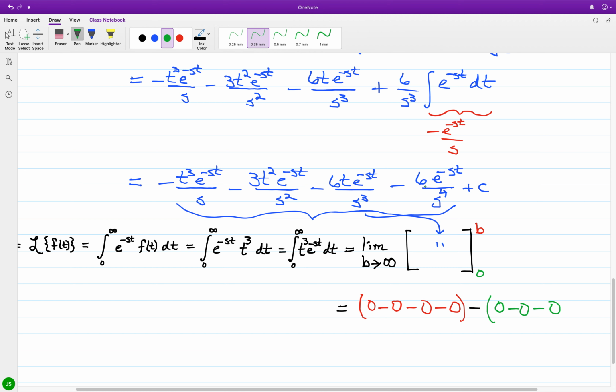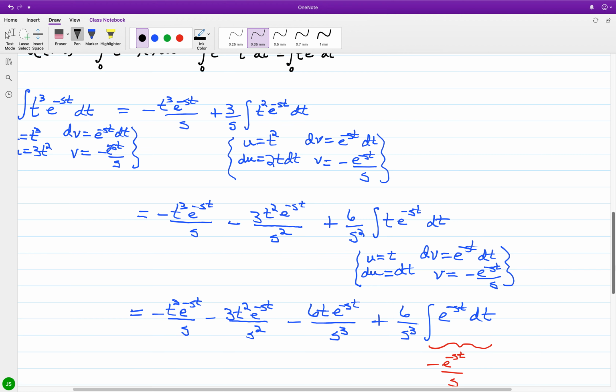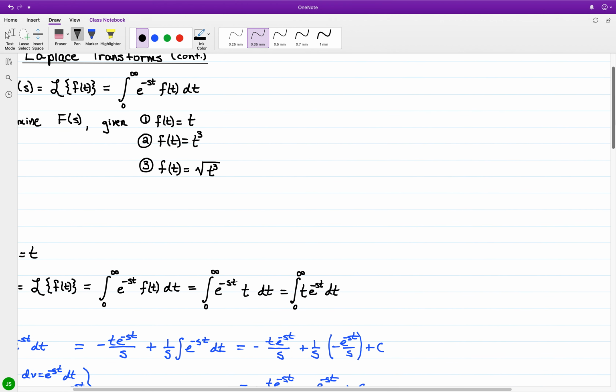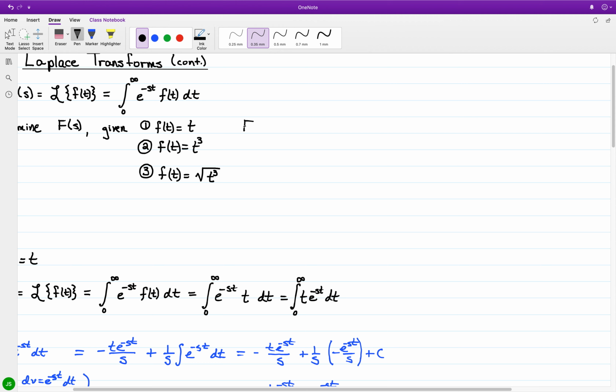But in the case of 6 times e to the 0, we have minus minus 6 over s to the fourth. And it turns out that the Laplace transform of t cubed ends up at 6 over s to the fourth. So for what we have now, F of s is equal to 1 over s squared for t, and for t cubed, F of s is equal to 6 over s to the fourth.